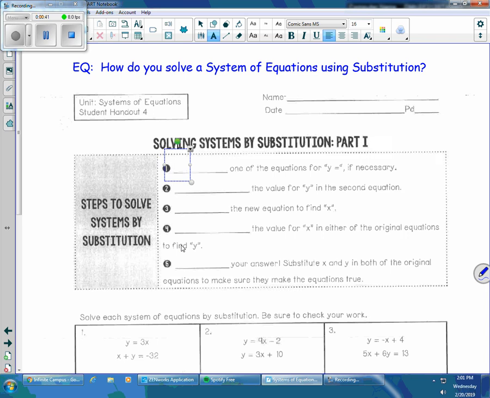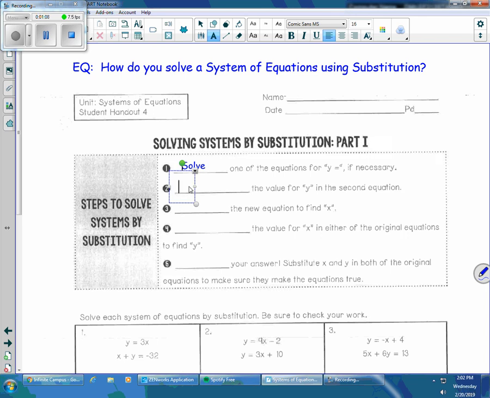So the first thing that we're going to do is solve one of the equations for y if necessary. That's like putting it into slope-intercept form. We've been doing that for a while. Just using the term solving one of the equations for y might be new for you, but I think I've been using it in class. We just have been saying put it in slope-intercept form. Sometimes they're going to be in slope-intercept form. Other times we're going to have to put one of the equations in slope-intercept form.